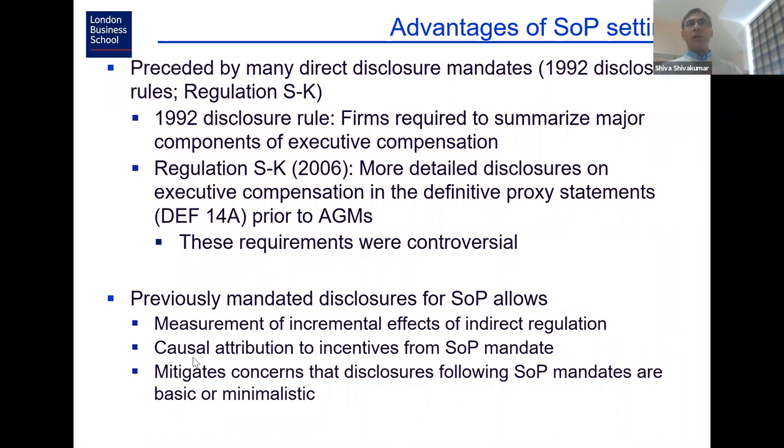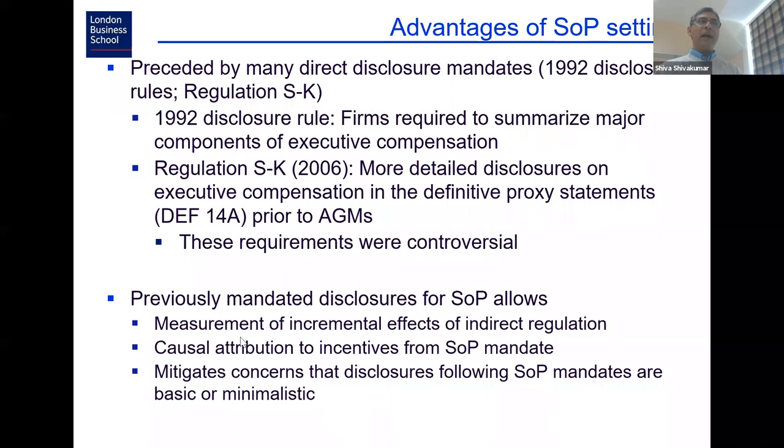The advantage of this SOP setting for testing the indirect regulatory approach arises from the fact that because these mandated disclosures were already in place, later on when the SOP voting was introduced, it now allows us to test whether the SOP voting incrementally contributed to the disclosures. Meaning that SOP voting by itself is not the reason for the disclosures, but rather the disclosures have been happening, and what we are going to see with the SOP is incremental to anything that was mandated. And this is the kind of thing that we want to achieve, because we don't want to simply get the same disclosures that we would get under the mandated disclosures. If that was the case, we don't need indirect regulation.